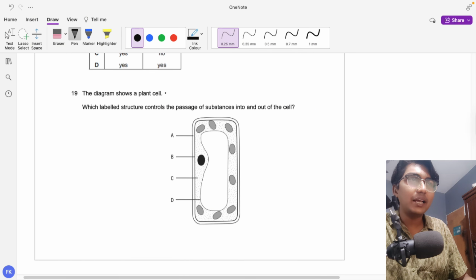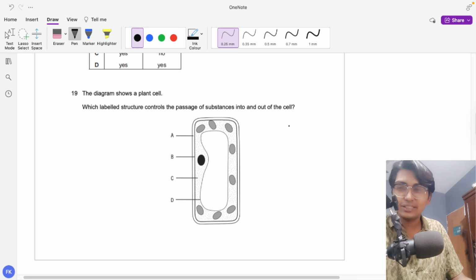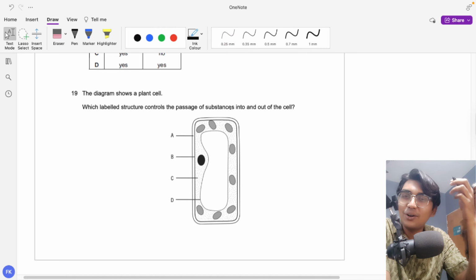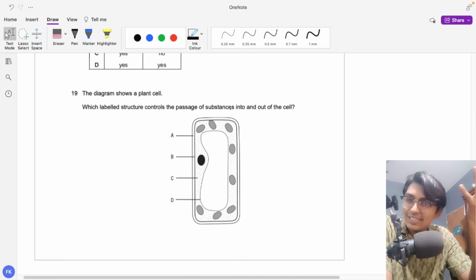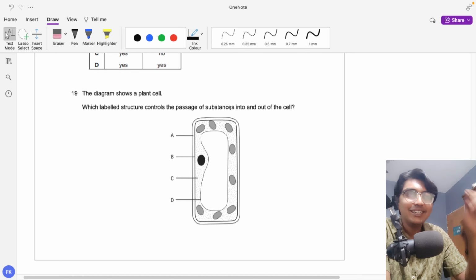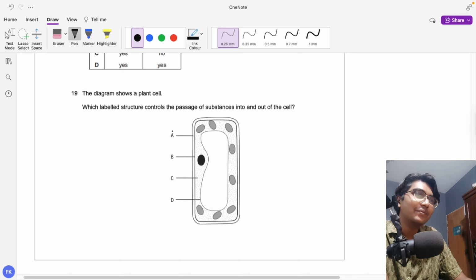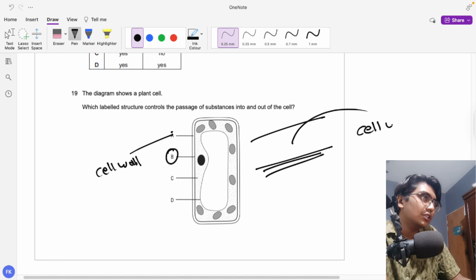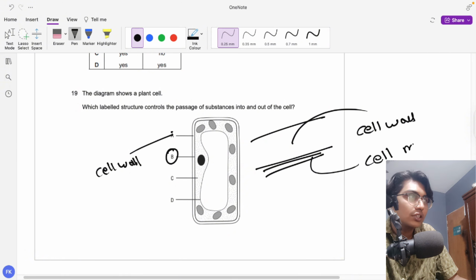The diagram shows a plant cell. Which labeled structure controls the passage of substances in and out of the cell? We have explained it recently. The cell membrane is partially permeable, so it allows one substance to pass through it and doesn't allow another substance to pass through it, right? So that is why the answer should be B, right? This is the cell wall. A is the cell wall. B is the cell membrane. After the cell membrane, we have the cell wall. This is the cell wall, which is made up of cellulose. This is the cell membrane, which is made up of phospholipid.